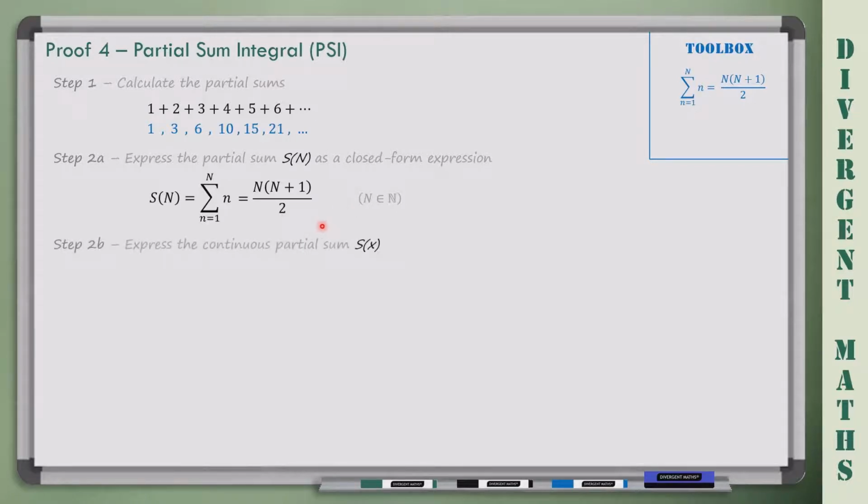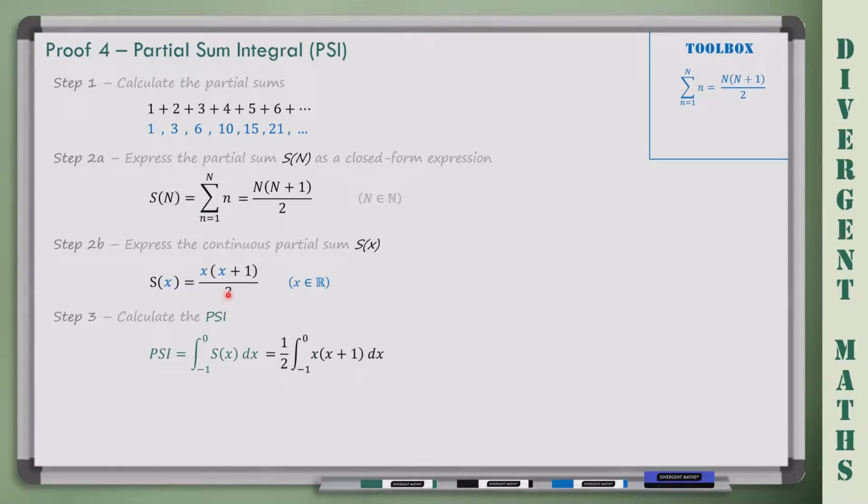So we express the continuous partial sum S of x, x being real this time. It's simple, we replace the N in the expression. We've seen that as well. We calculate the PSI. So what is a PSI? What is the definition of that partial sum integral? It is the integral from -1 to 0 of the continuous partial sum S(x) dx, x being of course the variable of integration. So let's have a look.